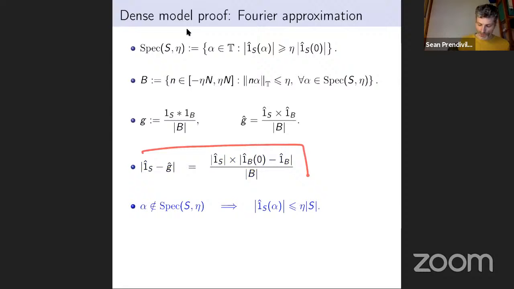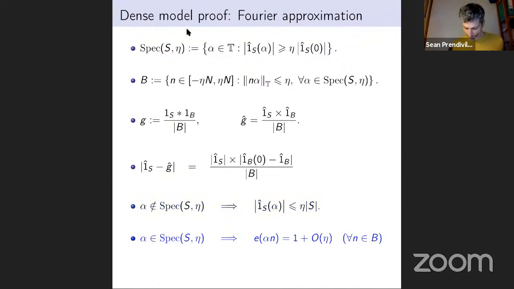So let's show that this is small at all frequencies. When we're outside of the large spectrum, our Fourier transform of our Sidon set is small. So this is small. In that situation, because we can bound this by the triangle inequality, it's at most 2. When we divide through by the size of the set B, we get a bound which is of order of magnitude eta times the size of S. The size of the Sidon set is the maximum possible this could be. So that's when we're outside of the large spectrum.